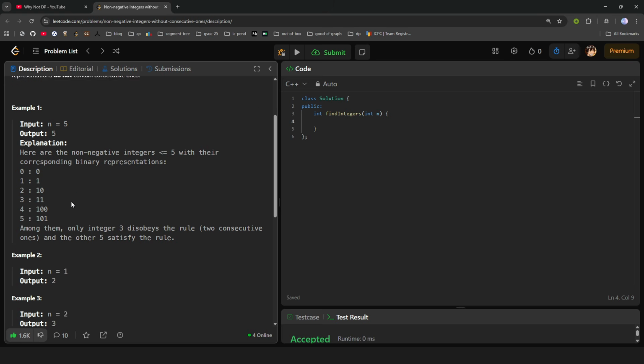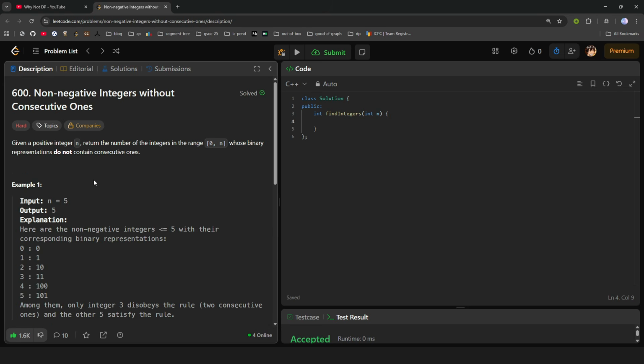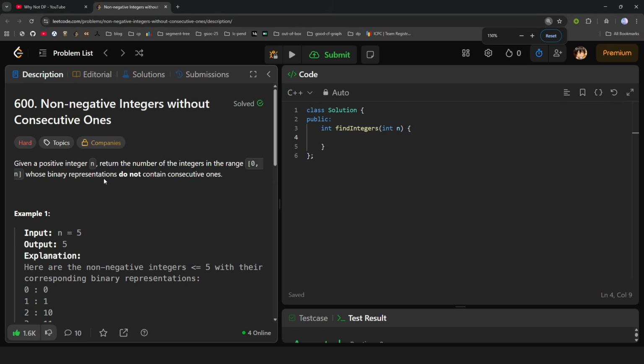So I hope you have understood this problem requirement. The same thing will be done for these examples as well. So the constraint here, as you can see, is pretty high, that is going till 10 to the power 9, right? So this is the problem. So what approach we will apply here?